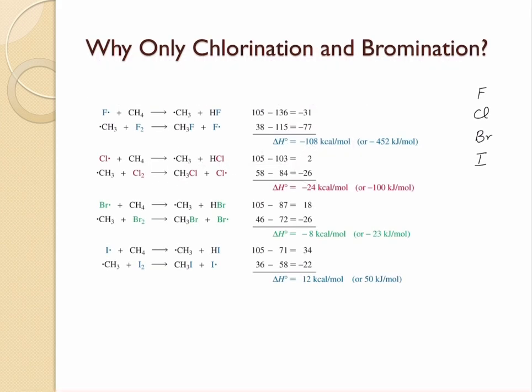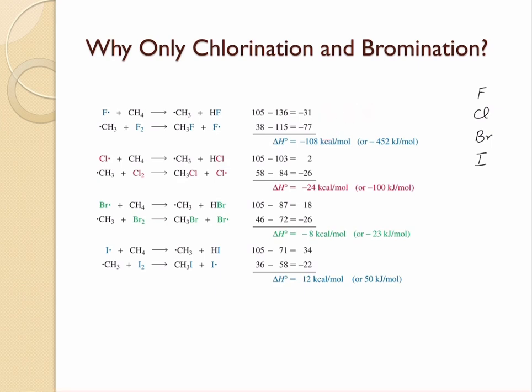Why is there only chlorination and bromination and not fluorination or iodination? The relative reactivity of the halogen radicals follows this particular order, where fluorine is the most reactive of all the halogen radicals and iodine is the least reactive. The fluorine radical is going to react readily with alkanes to form the alkyl radical, and this alkyl radical is also going to react rapidly with fluorine to give the alkyl halide. And both of these reactions are exothermic.